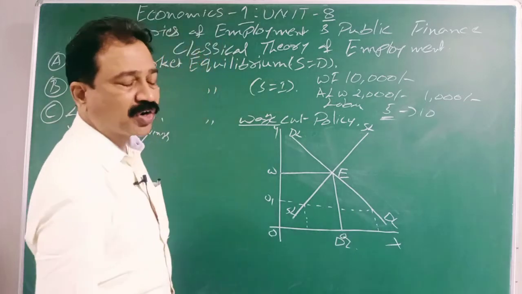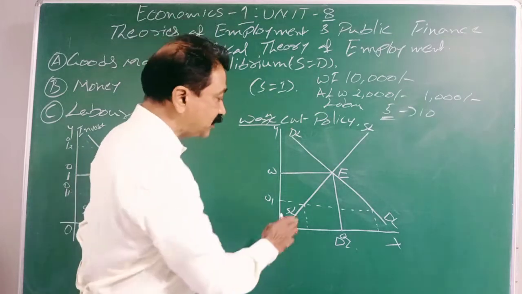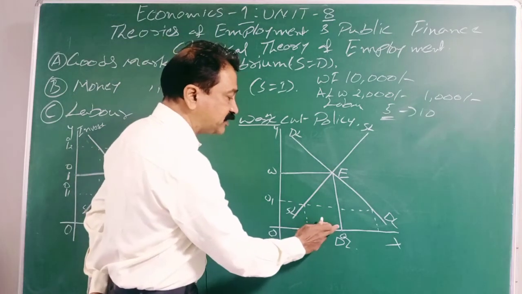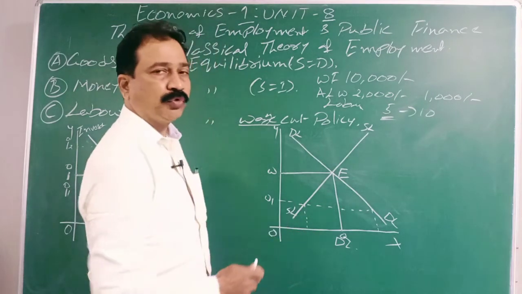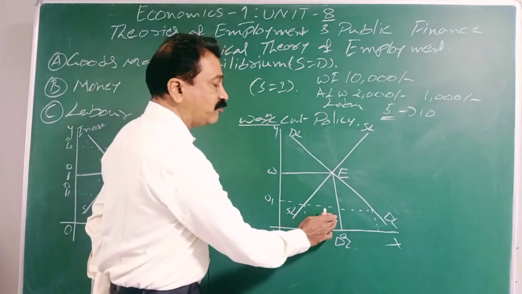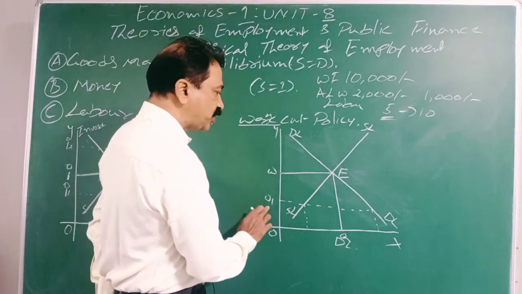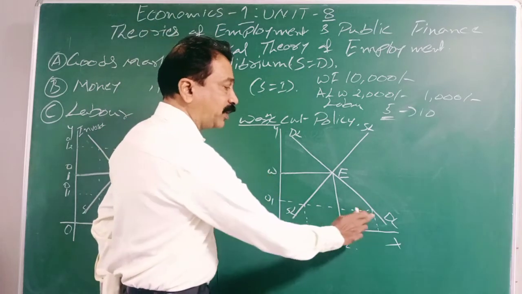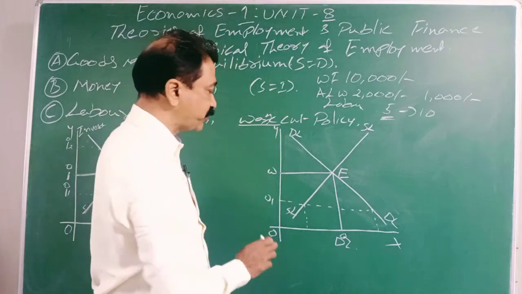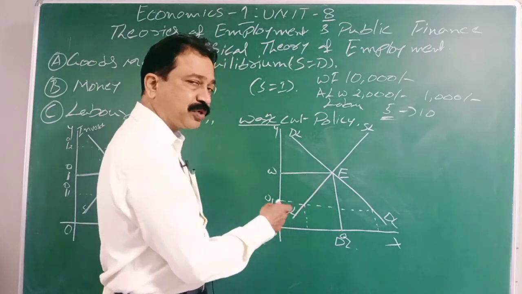But people are not ready to work for 1000 rupees. Then supply of labor decreases from Q to Q1. So in this way, it goes inverse and positive. See here, wage decreased, demand for labor increased, inverse relation. Wage decreased, supply of labor also decreased, positive relation.